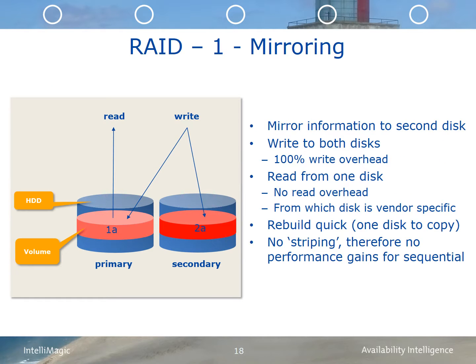In this slide, we're going to take a look at RAID 1, or mirroring. In the illustration on the left, we have two different drives. We've got a primary drive and a secondary drive. The drive is composed of several volumes. In the example, we have volume 1A on the primary and then 2A on the secondary. So the 2A should be an exact duplicate of the data that's on 1A.